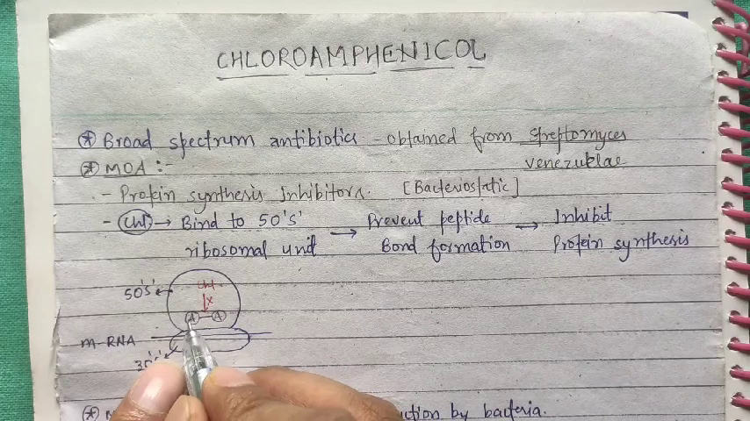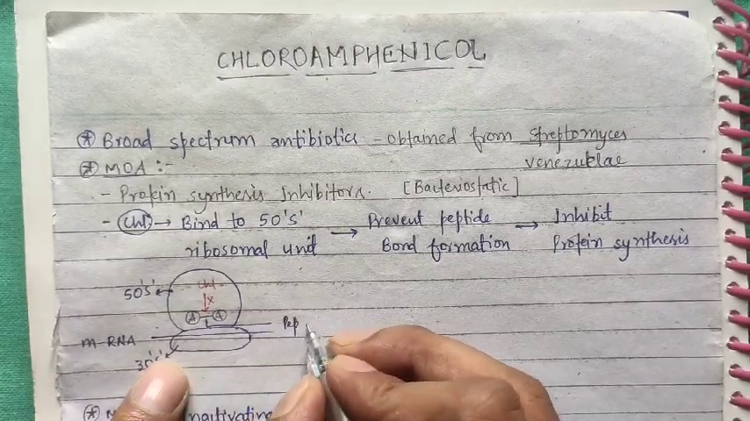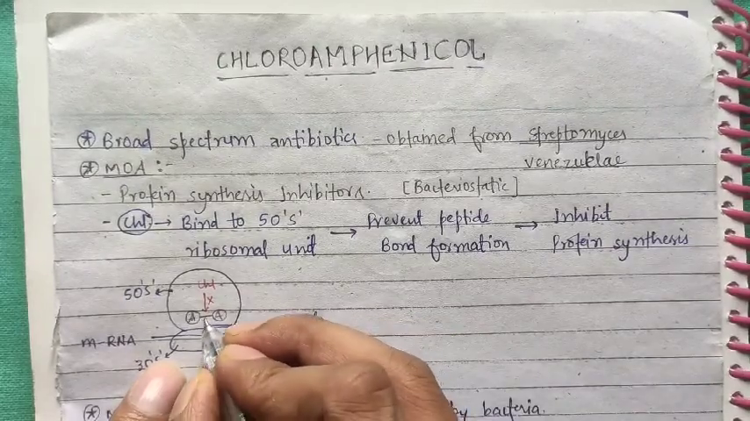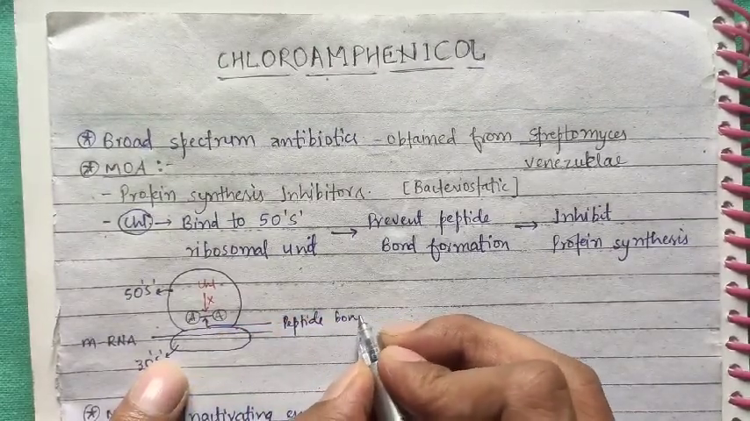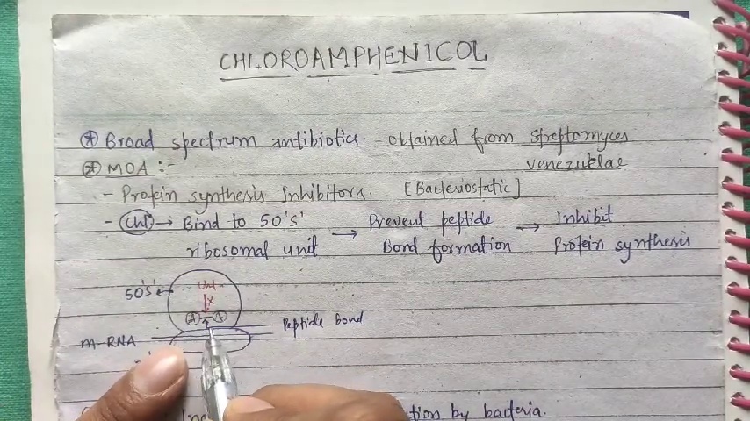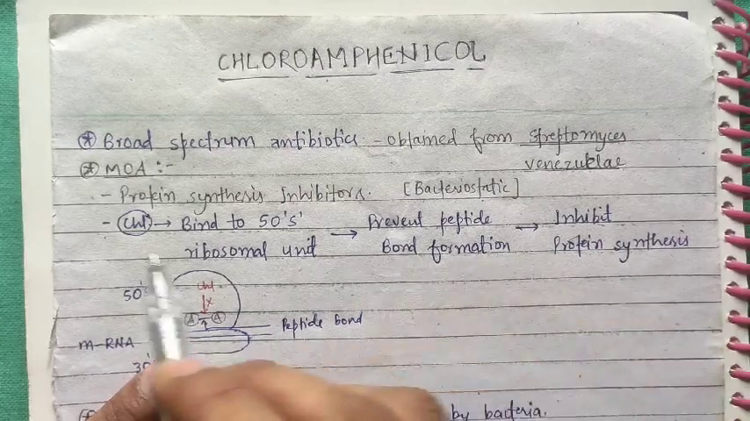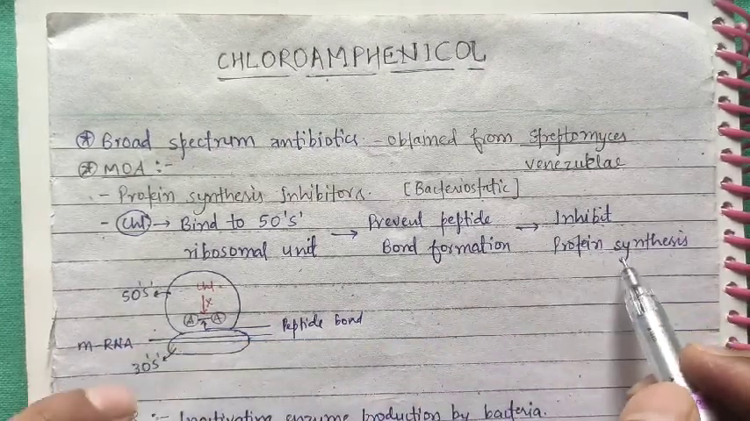Guys, these are two amino acids, and this bond is the peptide bond. Chloramphenicol inhibits the peptide bond formation. If the peptide bond formation doesn't occur, definitely protein synthesis will not happen. That's why chloramphenicol inhibits protein synthesis.